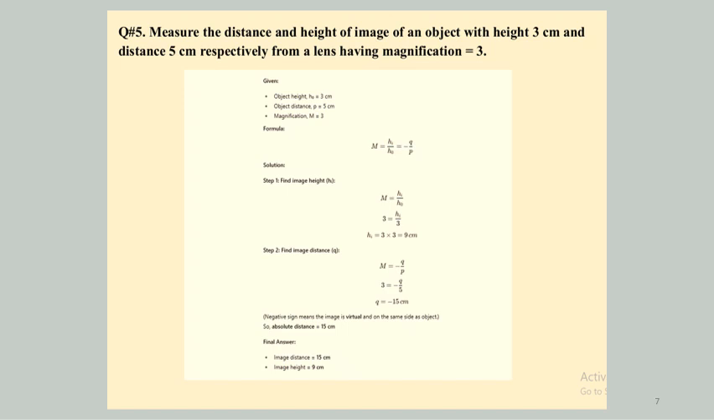Then in the next step, we will find the image distance by putting the values in the initial formula. Magnification 3 is equal to minus q divided by 5. So q will be equal to minus 15 cm. The negative sign shows the image is virtual and on the same side of the lens, but distance is taken as absolute. So the image distance is 15 cm and the height is 9 cm.